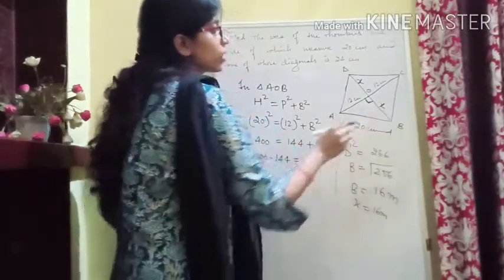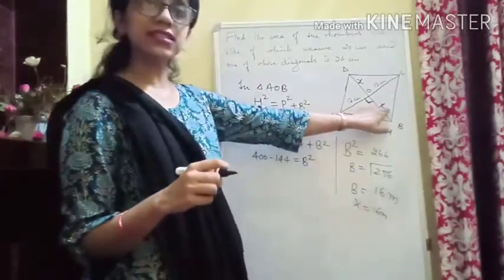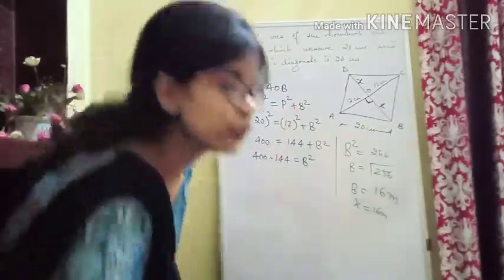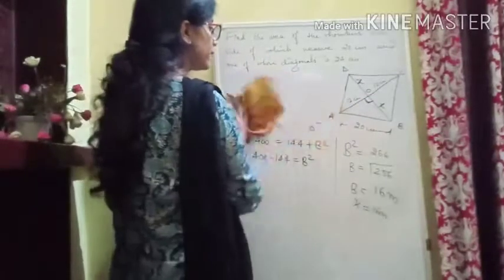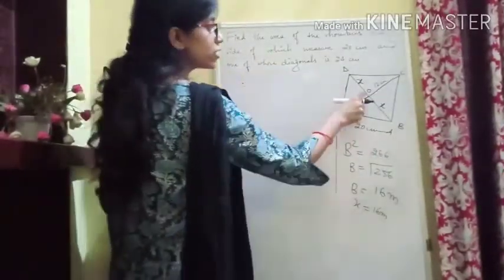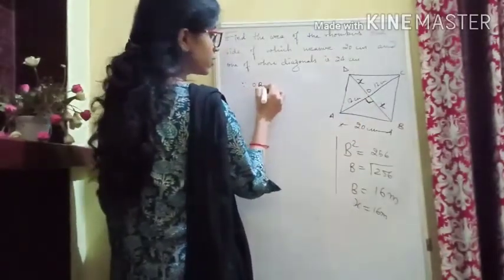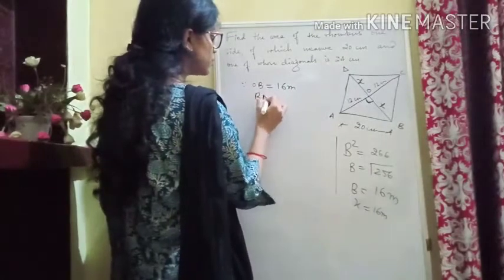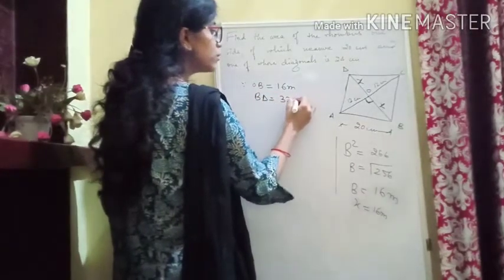We have taken this one as base, so this is coming 16. That means what will be the diagonal? The total would be 32. So if I write it properly, since we have calculated this OB length, it is coming 16. So what will be the total diagonal? That means BD will be 32.